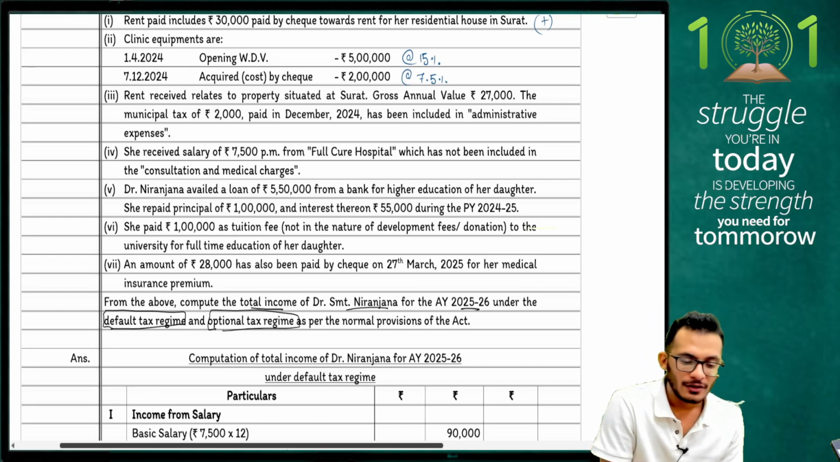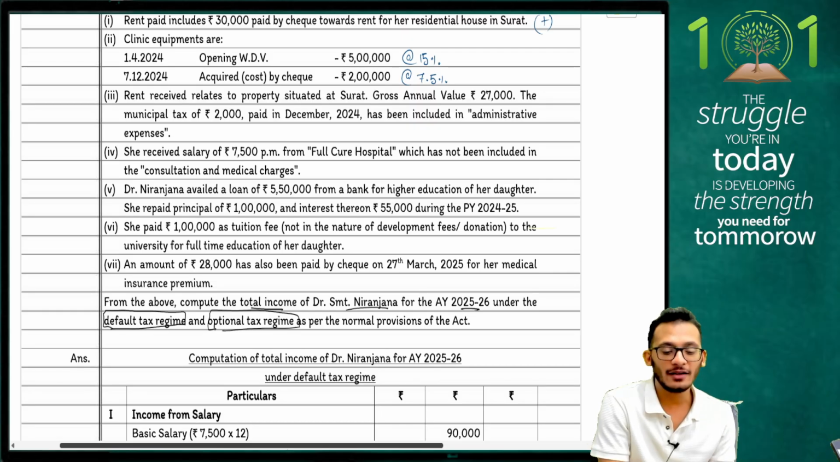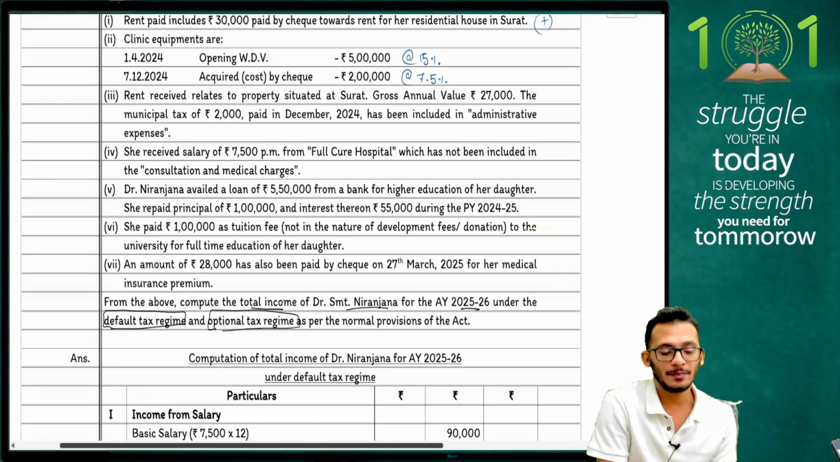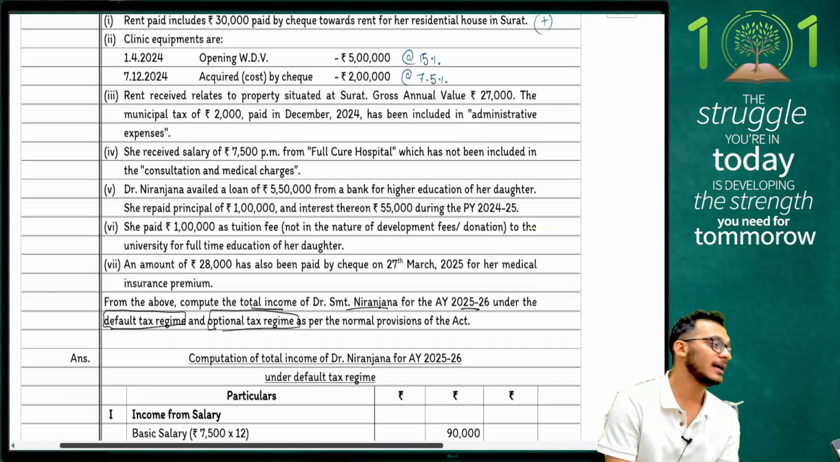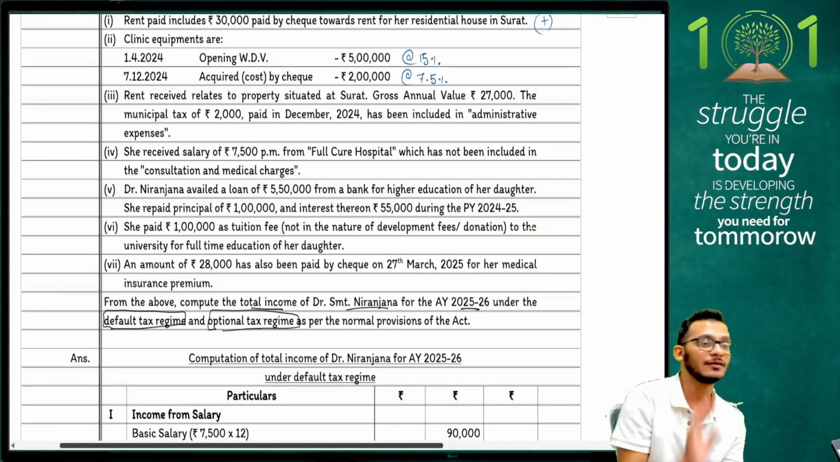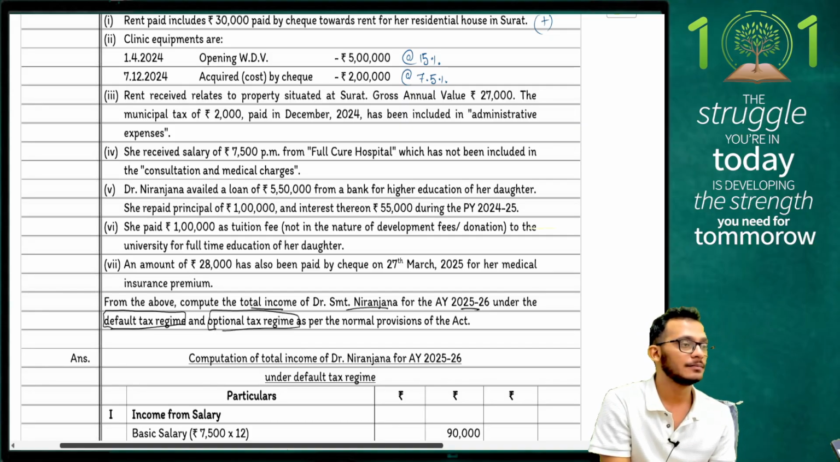Very good. Dr. Niranjana has availed a loan of 5,50,000 from bank for higher education of her daughter. The person has paid principal of 1 lakh rupees and interest of 55,000 rupees during 24-25. Now people, here is where most of the students end up going wrong. Question number 1. I see point number 5. My first question is, this principal, interest, numbers, whatever they're talking about, is it part of my P&L? How do you know?